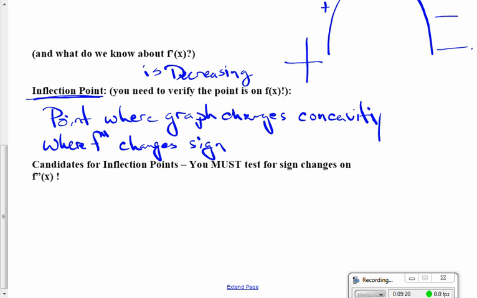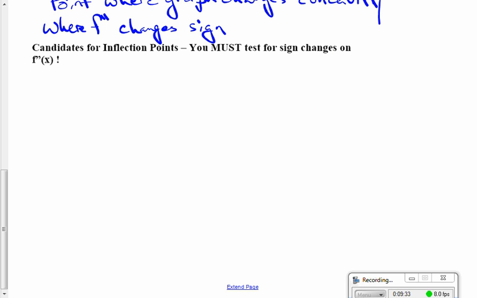And you need to check to make sure that it changes sign. If you think you've got an inflection point, you've got to check the double derivative on the left and on the right. And if it changes sign from positive to negative or negative to positive, you have an inflection point. Here's what they look like. Draw some pictures for me, will you?